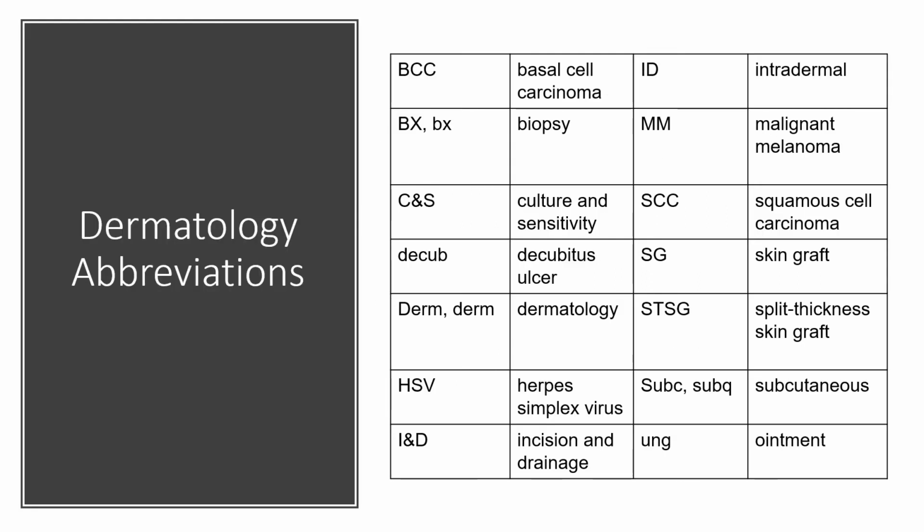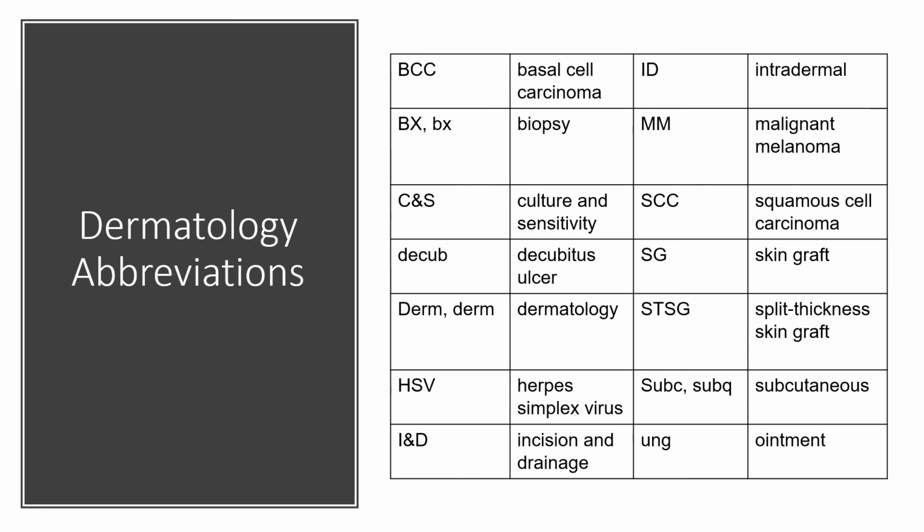Here are some common dermatology abbreviations. We've seen some of these before, some we haven't seen. So BCC refers to basal cell carcinoma. BX stands for biopsy. C&S is culture and sensitivity test. D/C would be a decubitus ulcer. Derm stands for dermatology. HSV, herpes simplex virus.